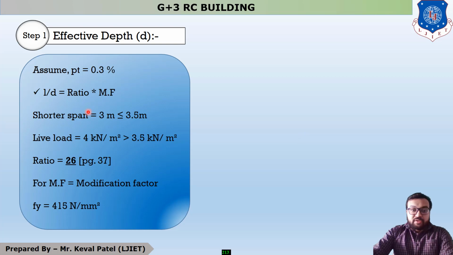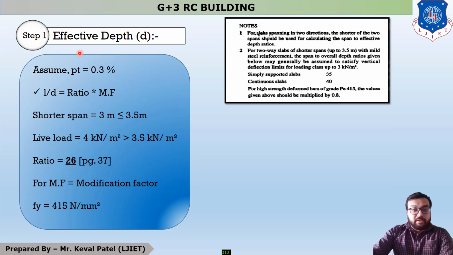Now we are moving further to our step number 1, which is to find out the effective depth. Okay, so the equation remains the same. L by d is equal to ratio into modification factor. But you all know that we have to find out the value of small d. So there are three unknowns. First one is L, second one is the ratio, and third one is MF. So we have to discuss our first unknown, which is the ratio. In a one-way slab, we find the value of the ratio from page number 37 and 38.